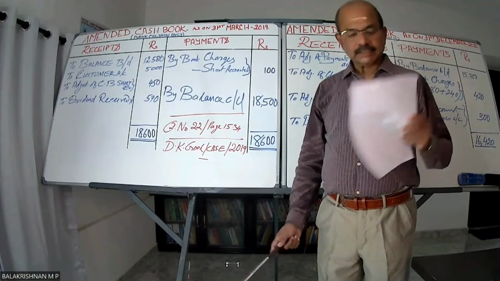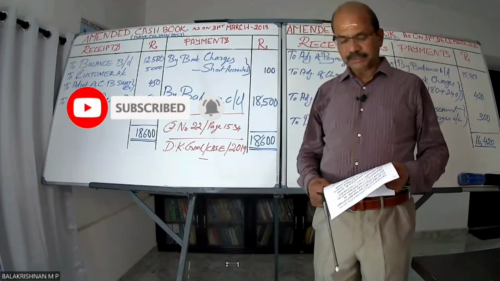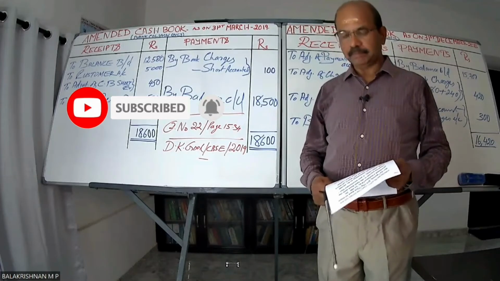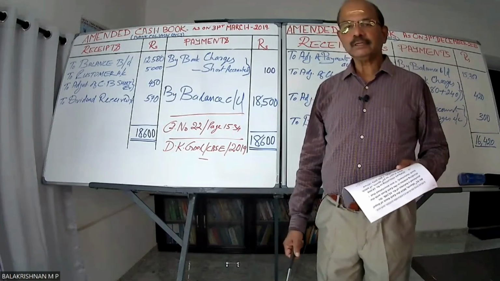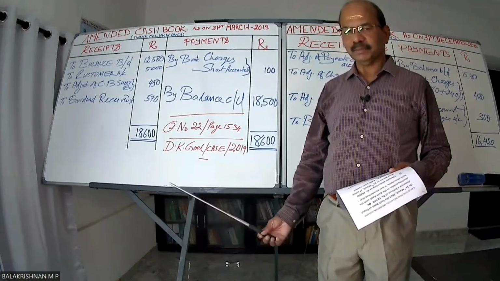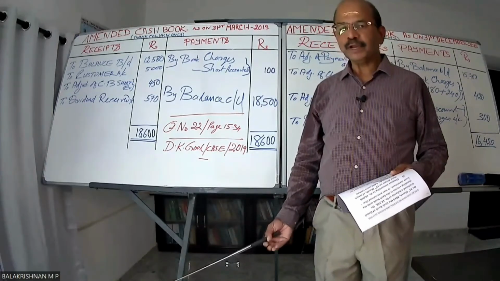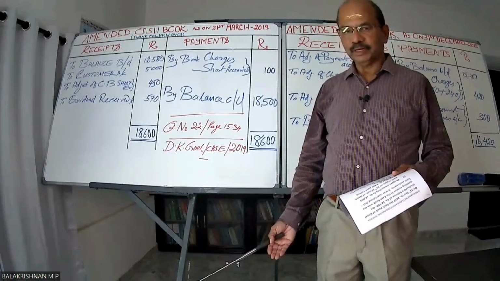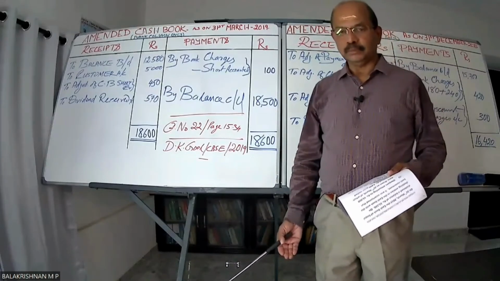Next one. Checks for rupees 18,000 were sent for collection, out of which checks for rupees 8,200 were credited by the bank after 31st March. Check deposited, not cleared. Ditto case. It doesn't have a place in the amended cash book. It directly moves to the BRS. One among the few items that gets qualified in a BRS after the preparation of the amended cash book.